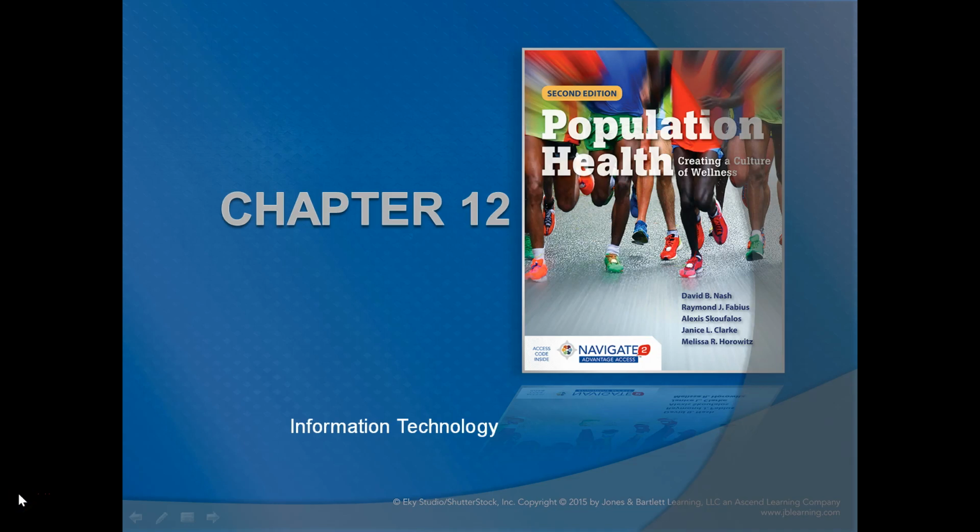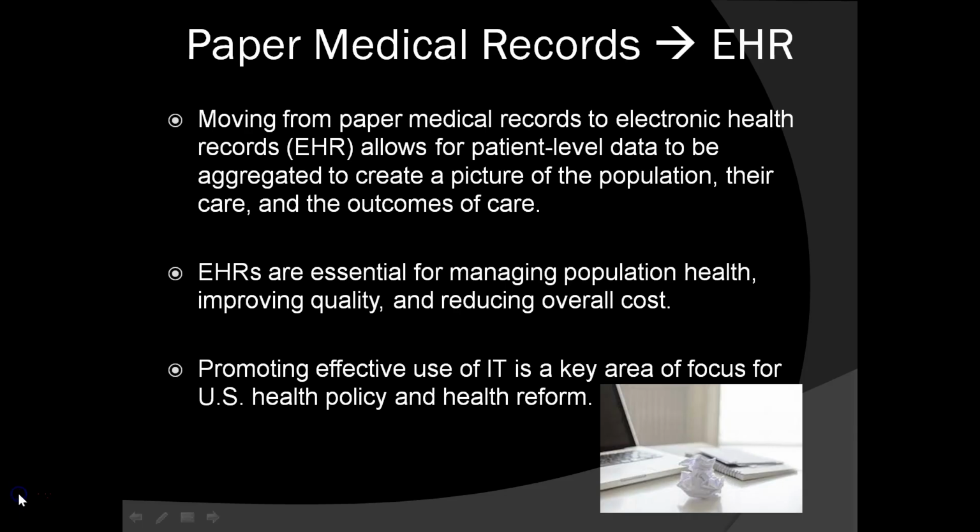Chapter 12, Information Technology. Paper medical records are switching over to electronic health records. EHRs typically support care planning, order entry and management, and communication. So moving from paper medical records to electronic health records allows patient-level data to be aggregated to create a picture of the population, their care, and the outcomes of care.